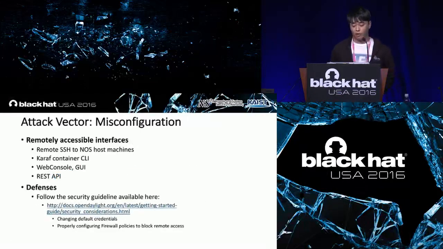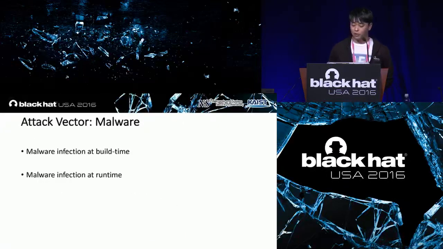So the first attack vector that we would like to introduce to you today is misconfiguration. ONOS and Open Daylight both implement various interfaces for management purposes. And if an attacker can gain access to any one of these interfaces, the attacker can freely manipulate the entire SDDC network. Regarding this attack vector, the ONOS and Open Daylight communities have released a security guideline, and the possible mitigation would be changing default credentials and properly configuring the network. Also, ONOS and Open Daylight are prone to malware, and the infection can take place during the project build and also when they're running.